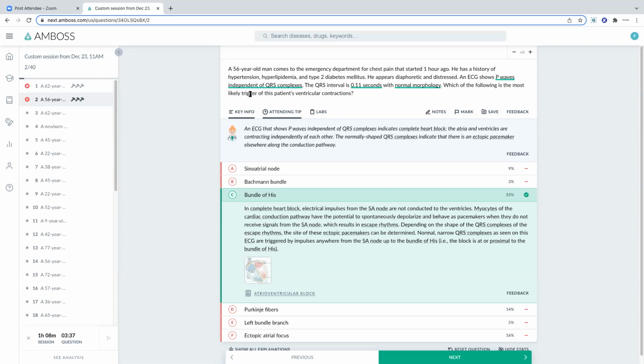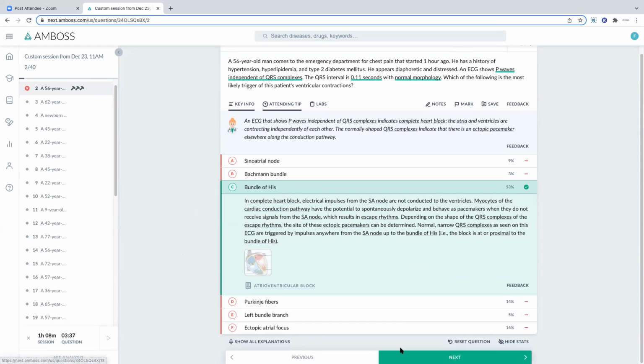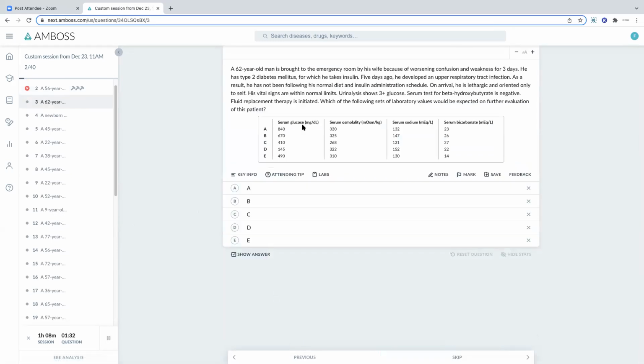Which of the following is the most likely trigger? The most likely trigger for this one is not ectopic atrial foci, because this is for atrial fibrillation. This is due to the bundle of His. When the SA node cannot transmit the impulses, the bundle of His has its own impulses. Have I made myself clear? Yes or no? Let's move forward. Which one did you guys choose over here?